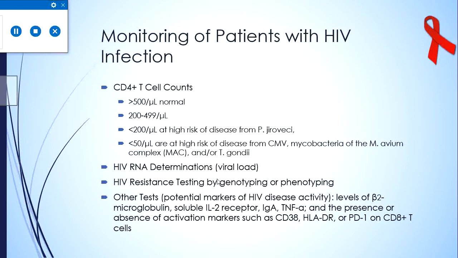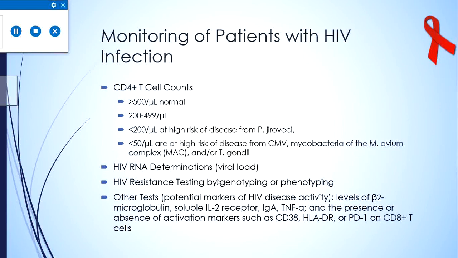If the count is more than 500 per microliter, this is almost normal. The patient has no immunosuppression at this stage. But if the count is between 200 to 500, there is minor immunosuppression, and patient may have increased chances of developing infections by routine organisms like bacteria. If the count is below 200 but more than 50, then patients are at high risk of some opportunistic infection by pneumocystis jirovecii.